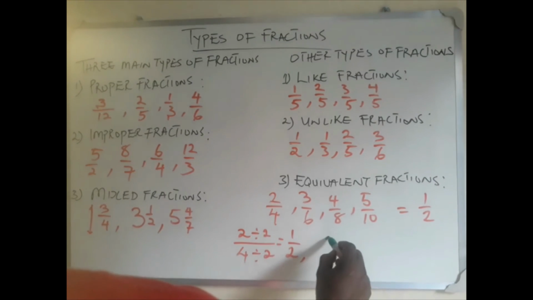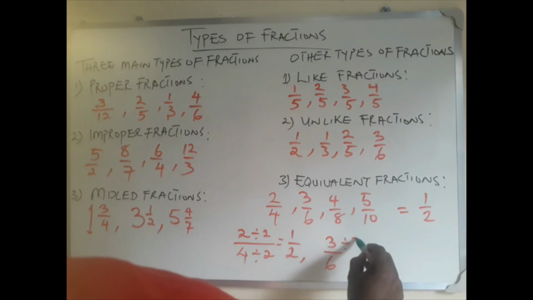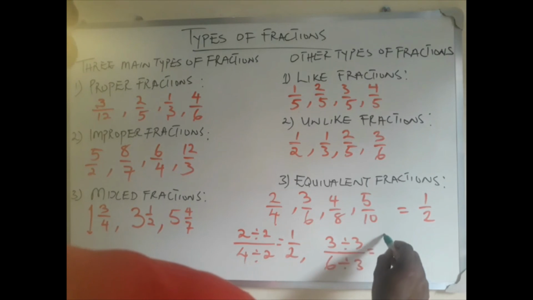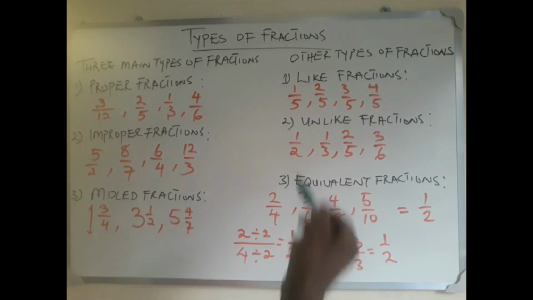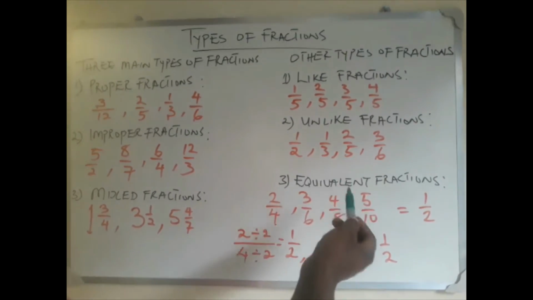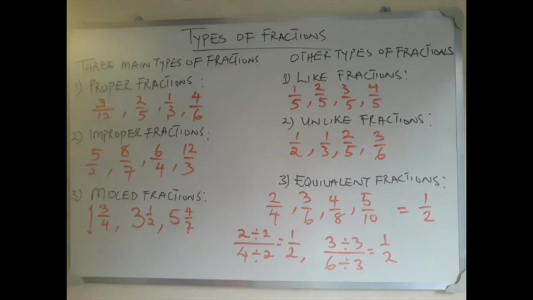If I do the same thing for 3 over 6, the highest common factor will be 3. Divide 3 by 3, divide 6 by 3, to give you 1 over 2. And if I repeat that for 4 over 8, 4 is the highest common factor here. 4 divided by 4 will give you 1, 8 divided by 4 will give you 2. Then for the next one, it will be 5. Divide 5 to get 1, divide 10 to get 2.